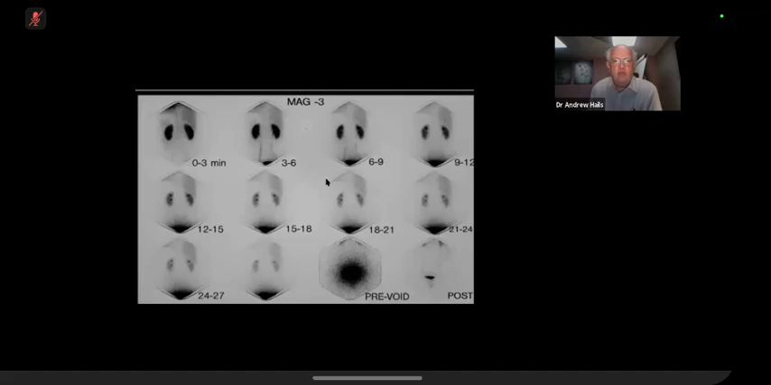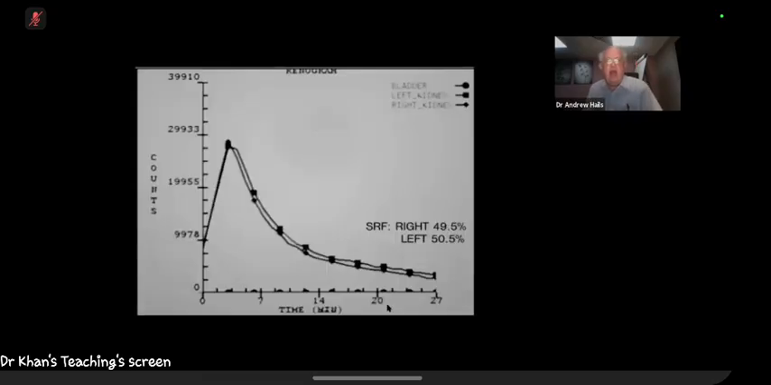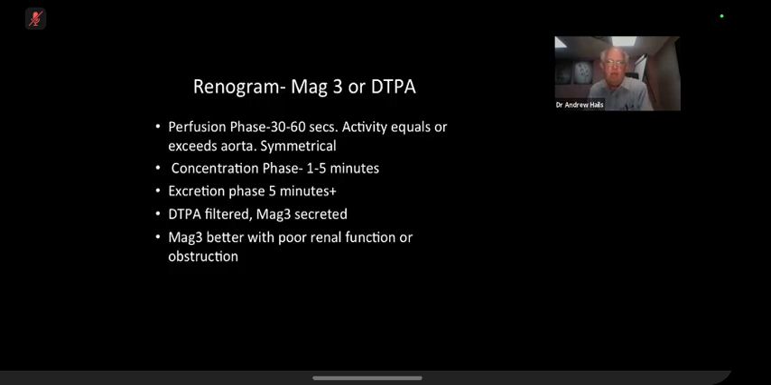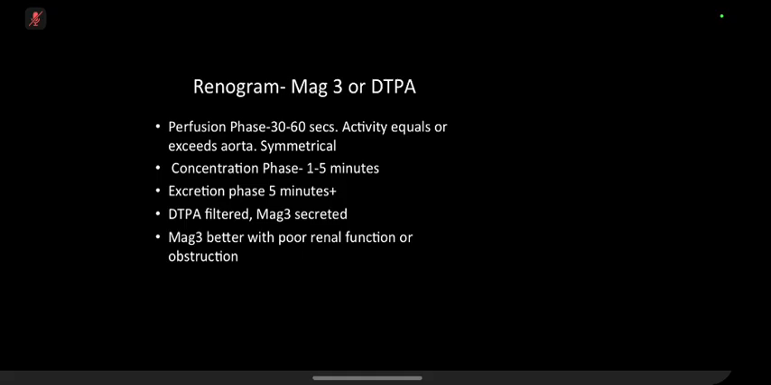And we've got the ureters, these are the scintigram images going down into the bladder. Right. And you get the scintigram images and you also get the curves. And this is the curve of a renogram. And basically it's a normal examination. Okay. So this is just really what I've said. Nowadays, you tend to do MAG3 because it's actively secreted, whereas DTPA is just filtered.